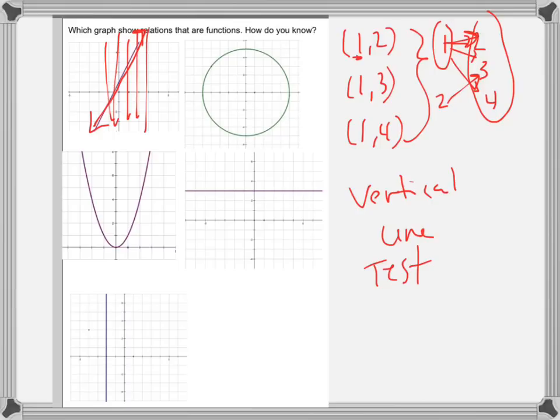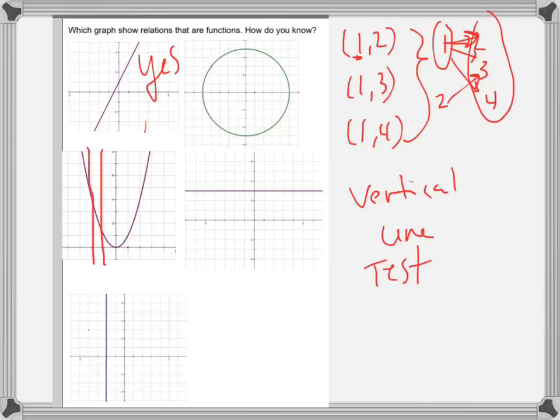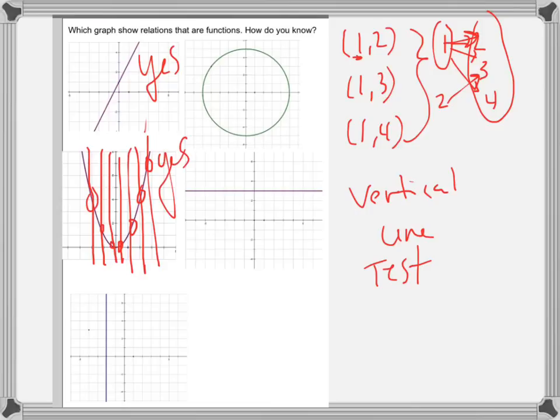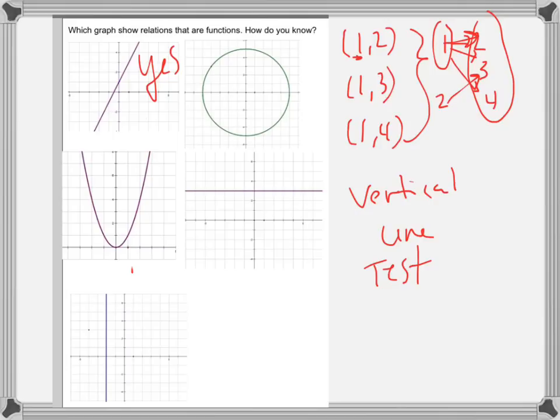So this relation right here passes the vertical line test because for any given vertical line, it only intersects the purple line once. Okay, so if I were to ask if this were a function, the answer is yes, this is a function. Same with this curve right here that we call a parabola. If I draw a bunch of vertical lines, they always only intersect the graph at one point. So yes, this is a function.